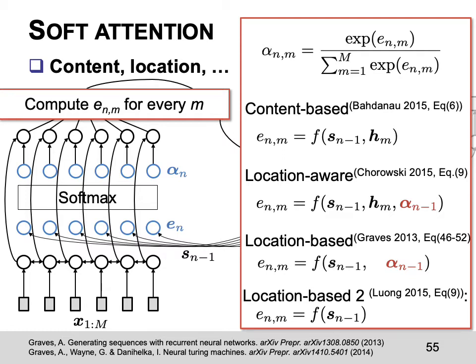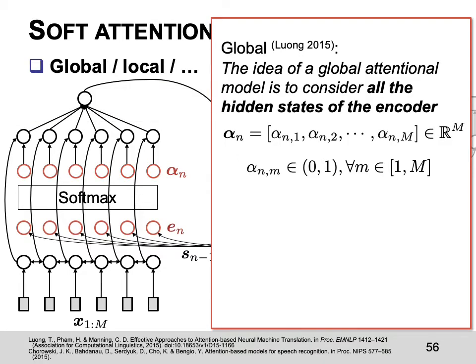From the equations of the four types of attentions, I think you may notice that when we compute the attention or the alignment matrix for each output time step, we need to consider all the input time steps. So this leads to the third dimension along which we can classify the attention. Along this dimension, I'd like to explain two types of attention. The first one is the so-called global attention.